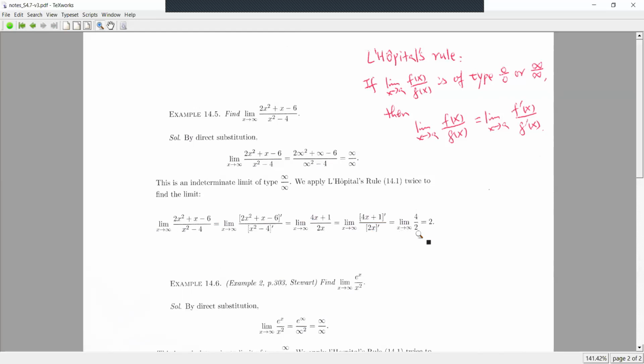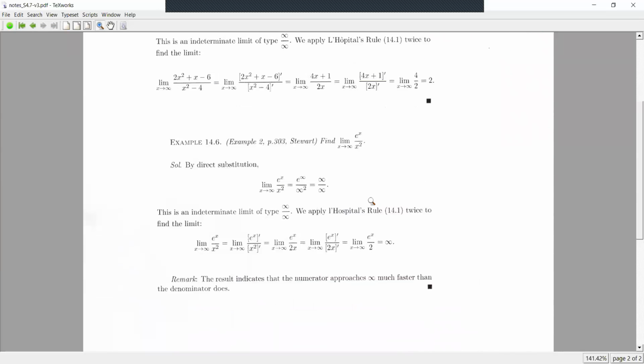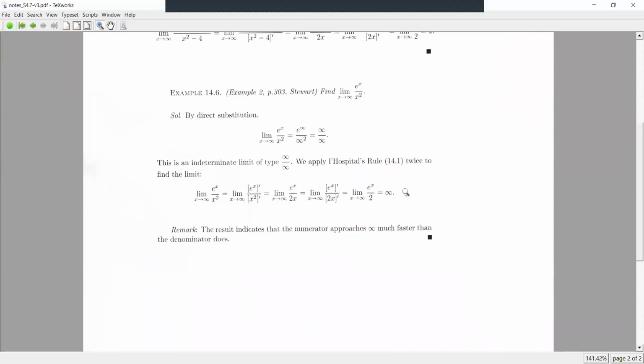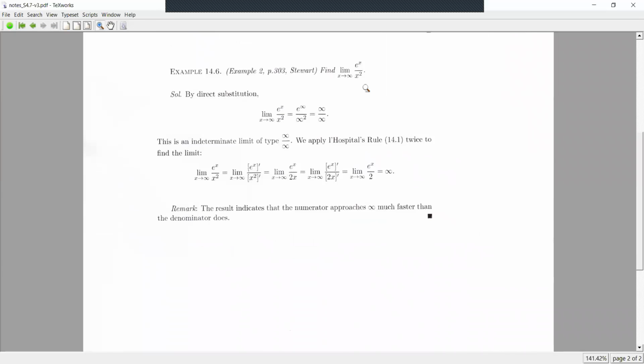Okay, now this limit is a constant. So the limit is 2. Actually, it is the leading coefficient of the numerator over the leading coefficient of the denominator. So in this example, we apply L'Hopital's rule twice. Example number 5. In this example, we also need to apply L'Hopital's rule twice.